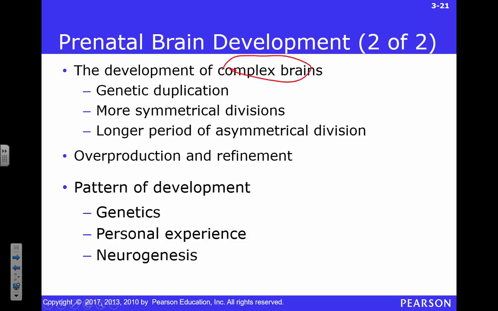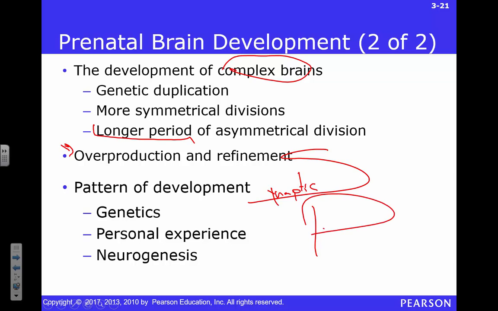Complex brains, we like those. We do have a longer period of divisions. If you want a bigger brain, then you need to spend more time building that. That just makes sense. It's not a real surprise. Now, there is something interesting here. We'll talk about overproduction and refinement. The word that we typically use is synaptic pruning.